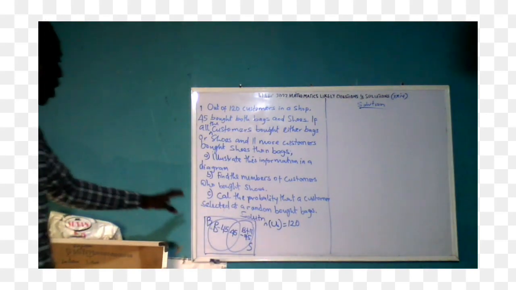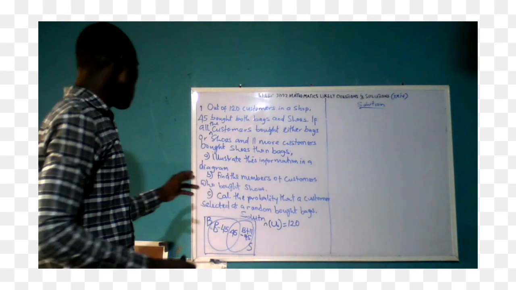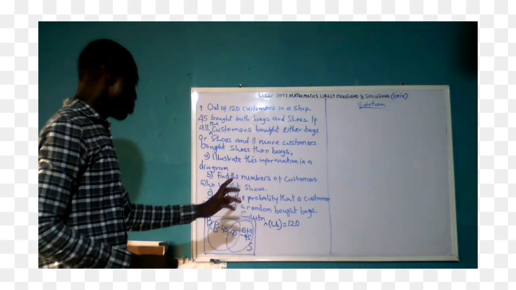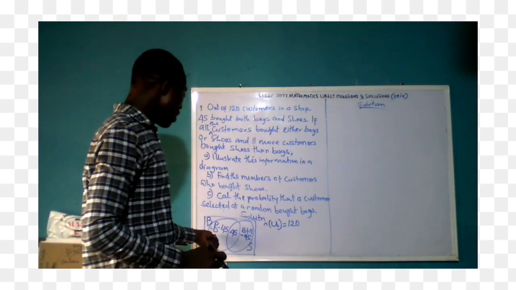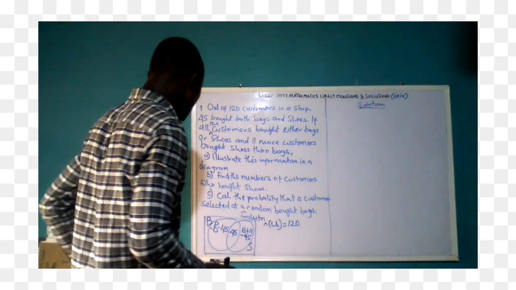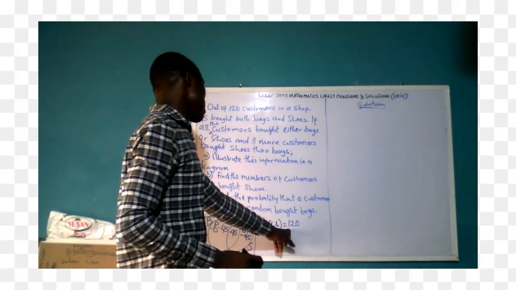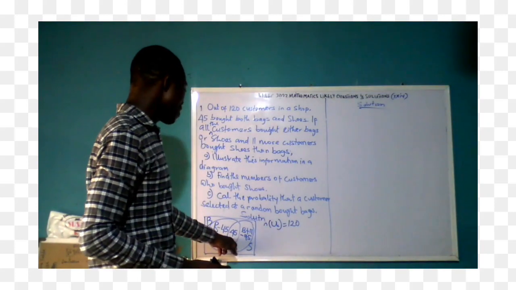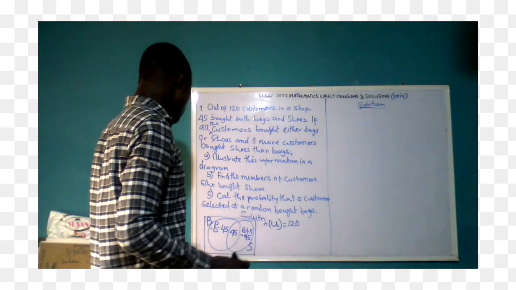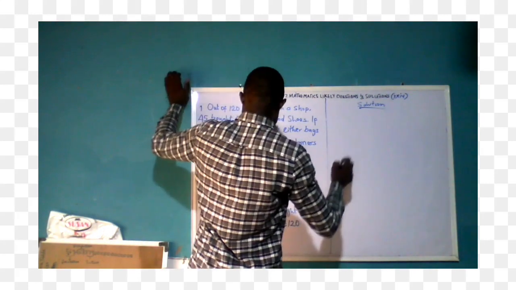We can go ahead and take question 1B. We are asked to find the number of customers who bought shoes. For us to get this, we will have to find the value of B. To do that, don't forget that the number of elements in the universal set is equal to 120. If you bring the number of elements in these regions together, it will give you 120. So let's add it together and equate it to 120.